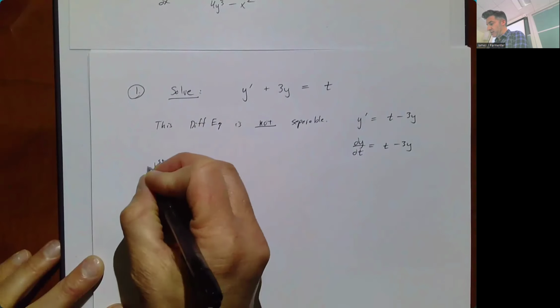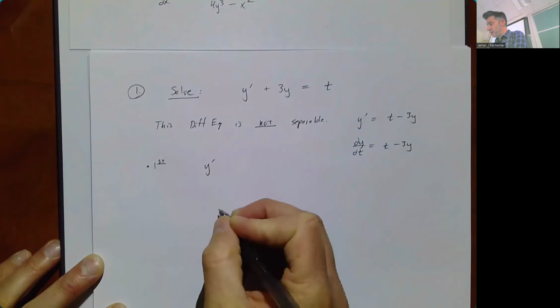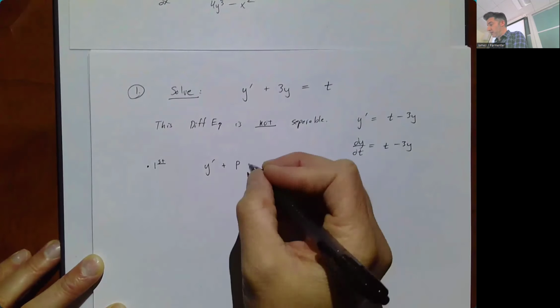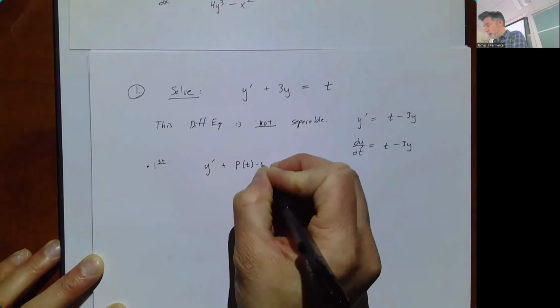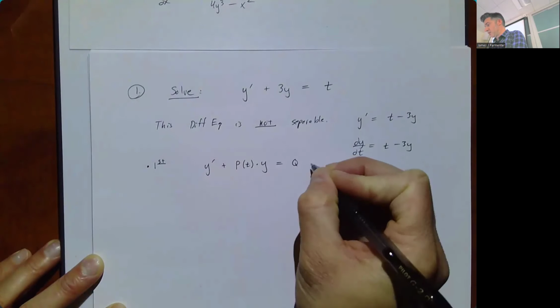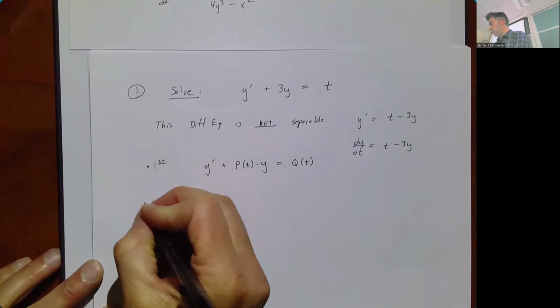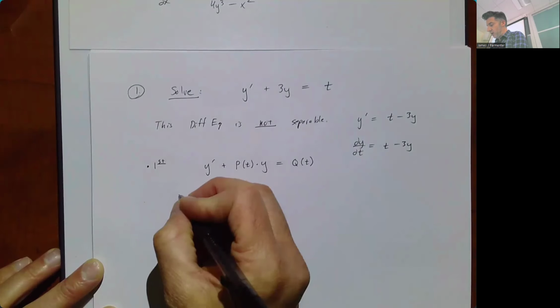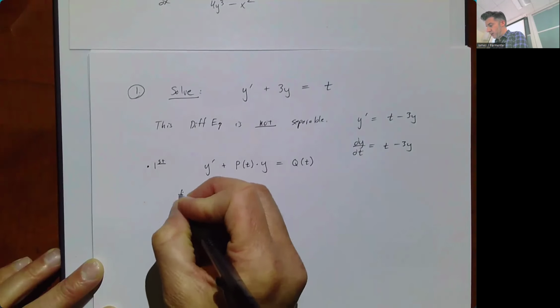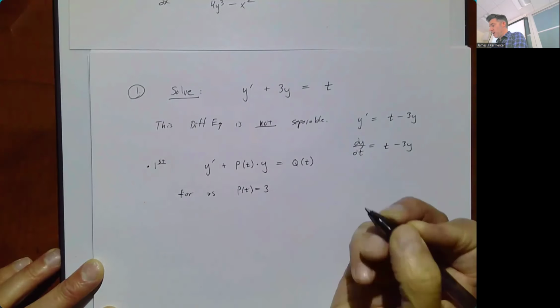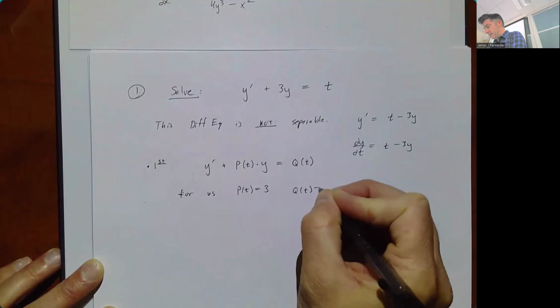So it should be written as y prime plus a function of either x or t or whatever your independent variable is times y equal to some other function of your independent variable. So you want to make sure it's written that way. If it's not written that way, you're going to manipulate it until it is. After that, and so we have it here, right? In this case, our p of t is equal to just 3, and our q of t is equal to t.